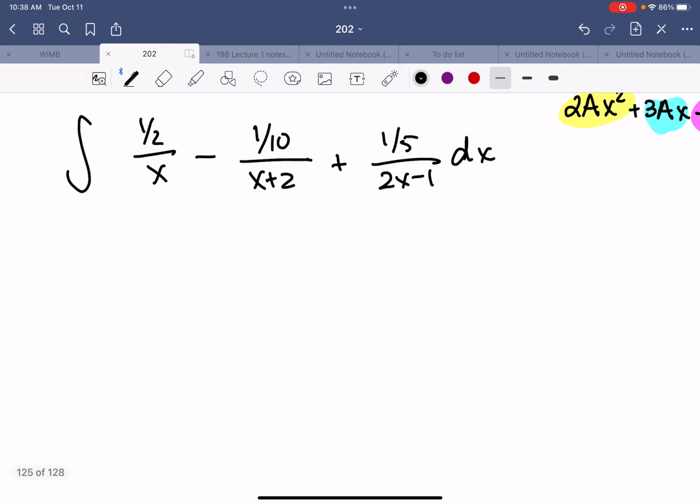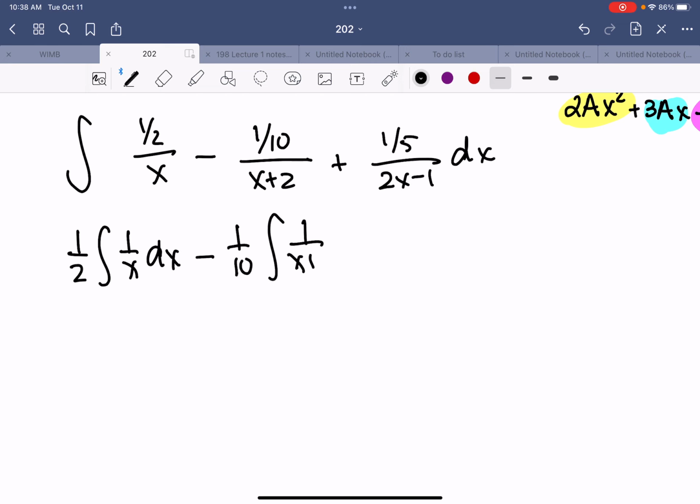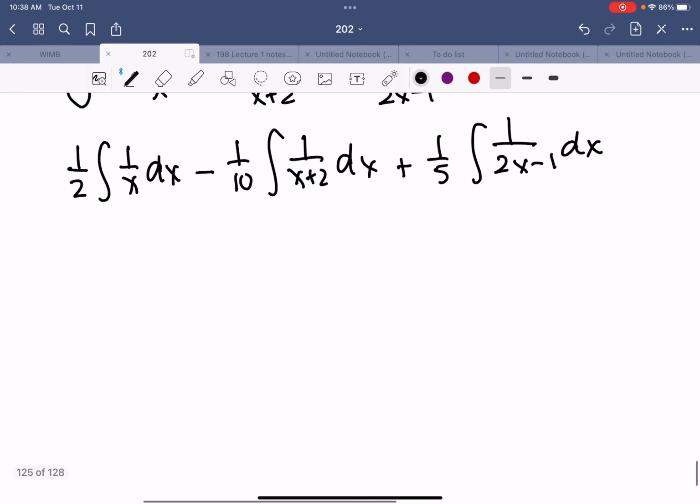Okay, now I'm going to pull out the number and integrate each term. So that's 1/2 integral of 1 over x dx minus 1/10 integral of 1 over x plus 2 dx plus 1/5 integral of 1 over 2x minus 1 dx. Okay. Now, each of these is technically a u sub, okay, or at least the second two are. But if you're going to use a baby u sub here, that's totally fine.